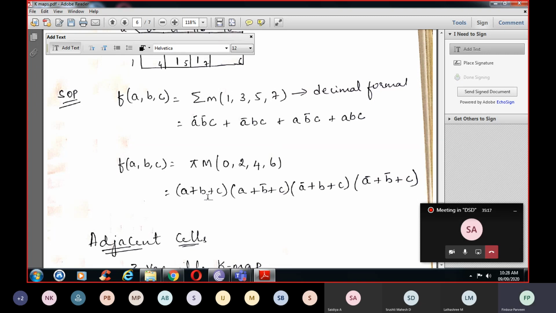This is sum of product. This is product of sum. So 0, 1, 0 means A plus B bar plus C.